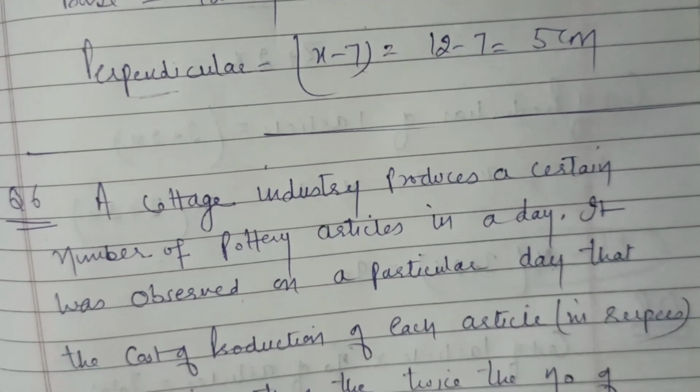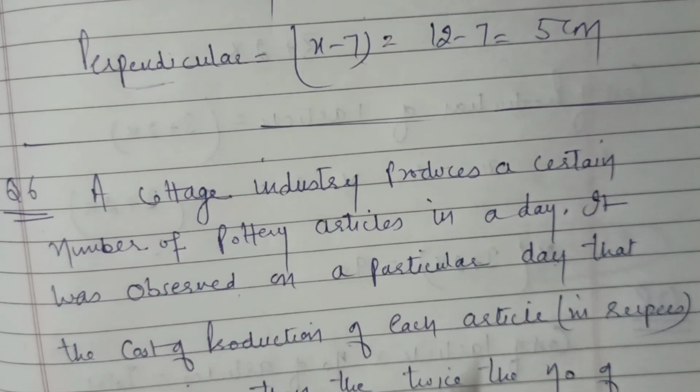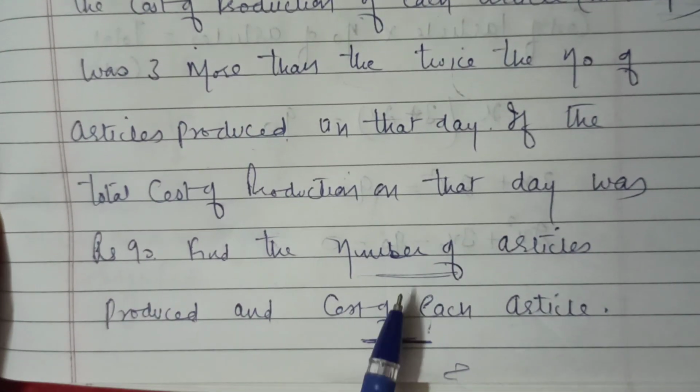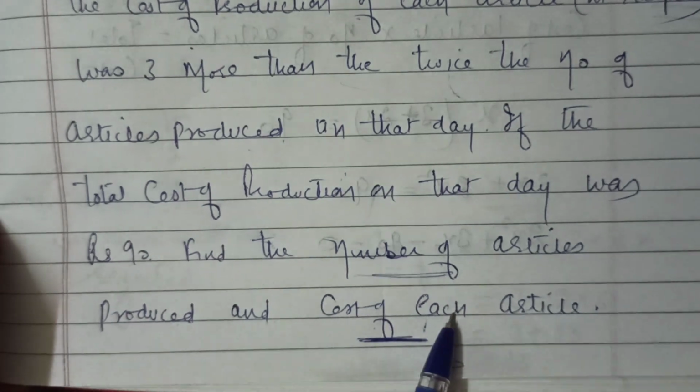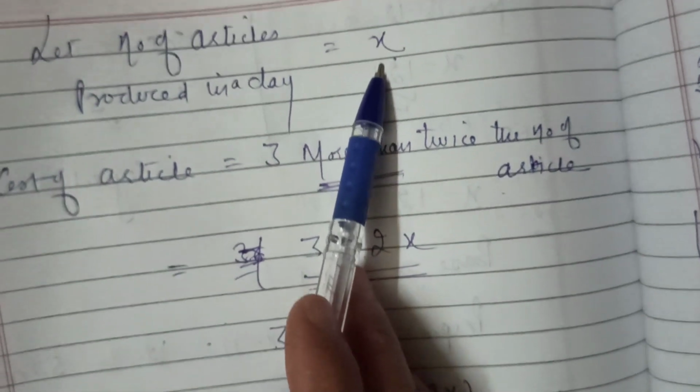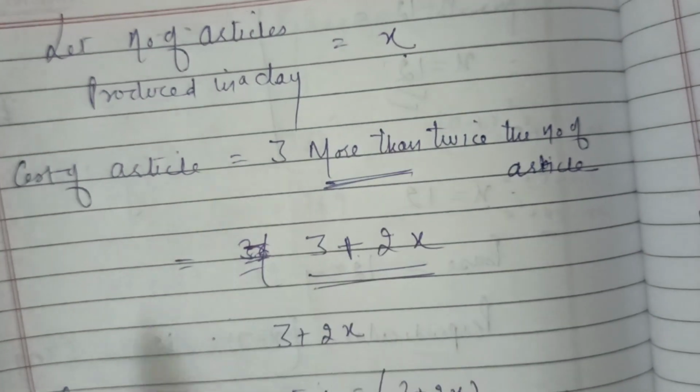Children, this question is the same which I explained to you yesterday. Even then I am telling you again. Here we have to find out the number of articles and cost of each article also. So let us suppose number of articles be x. Clear?